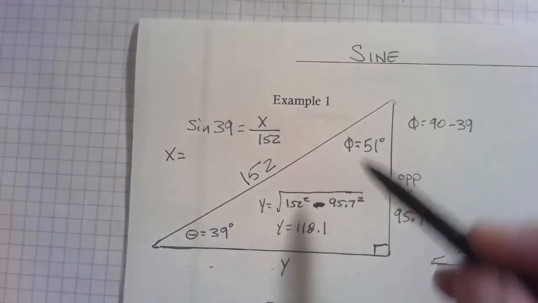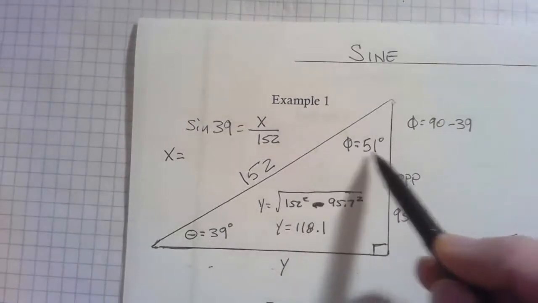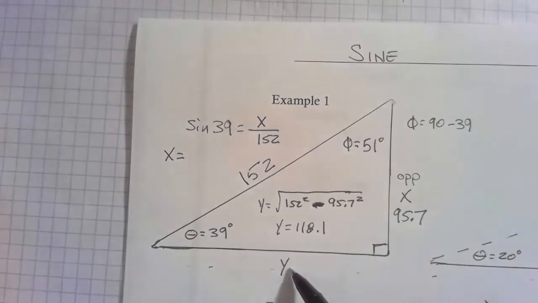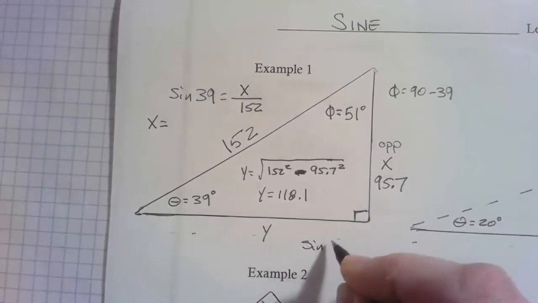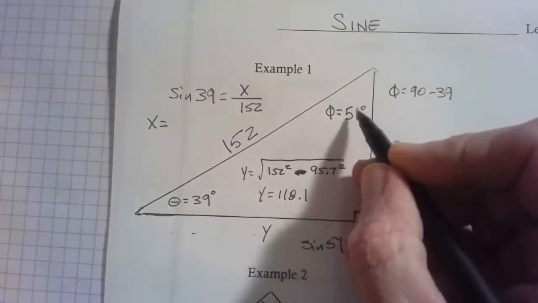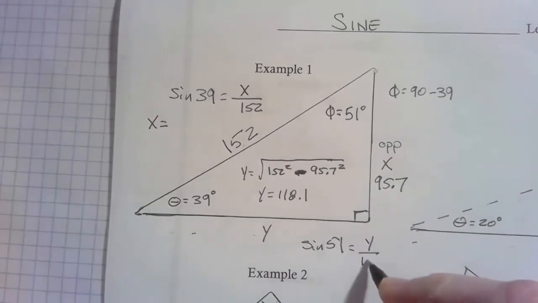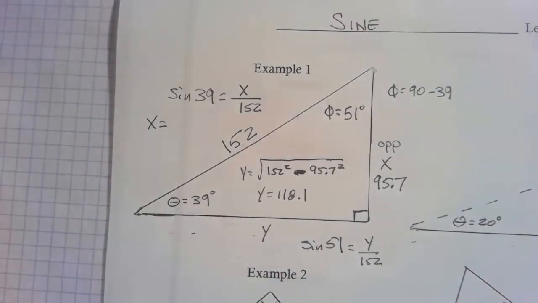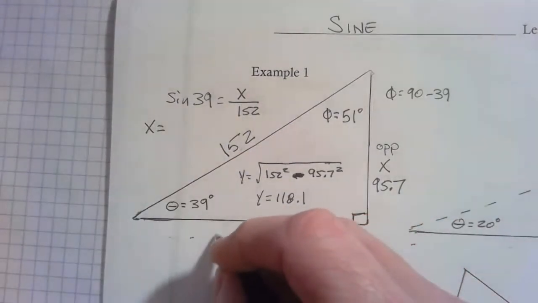Or, not to give you too many options, but instead of considering yourself at this angle, you could go stand in this corner. And for this corner, this is the opposite side. And so the sine of a 51 degree angle, notice I'm using this angle now, is equal to the opposite, y, over the hypotenuse, 152. And I could find y using that, which should be 152 times the sine of 51 degrees, 118.1. What do you know? So either way, we should get the right answer.